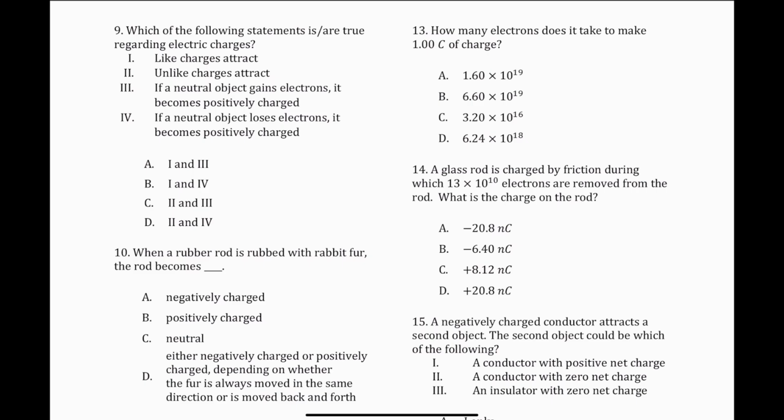9. Which of the following statements is or are true regarding electric charges? Like charges attract? That's wrong. Unlike charges attract? Yes, that's right. If a neutral object gains electrons, it becomes positively charged? That's wrong. If a neutral object loses electrons, it becomes positively charged? That's right. So the right answer is 2 and 4. So it's D.